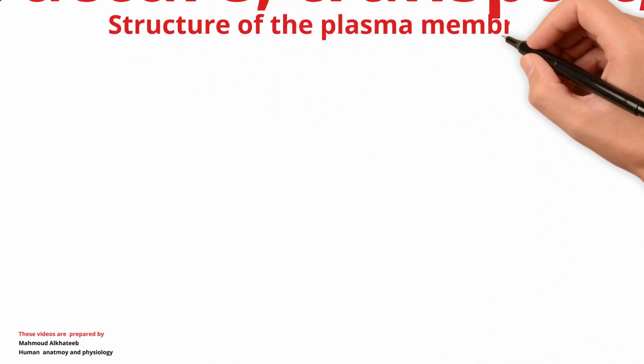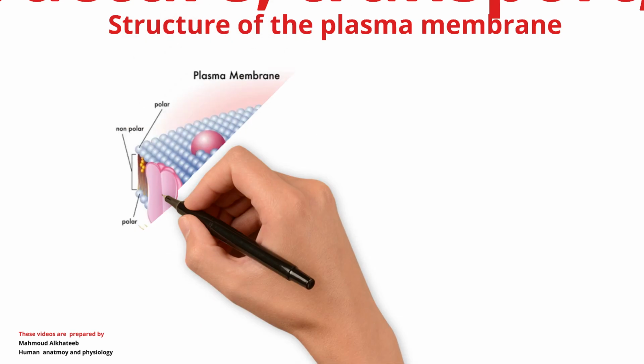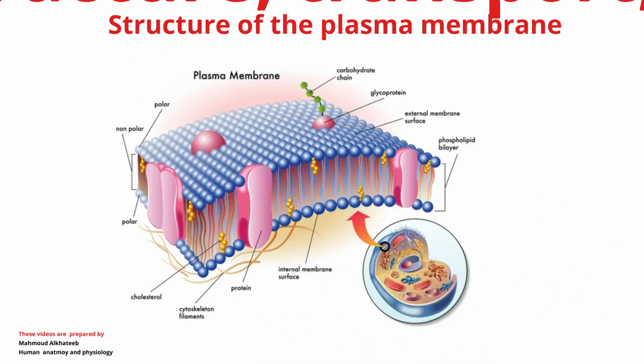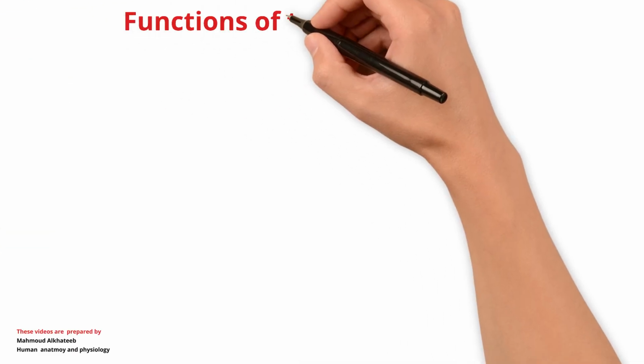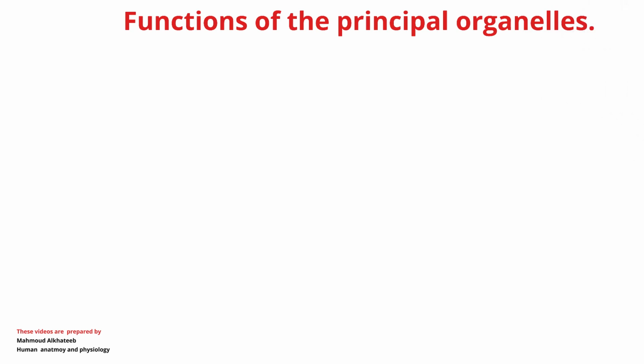Together, we'll explore the structure of the plasma membrane and how it defines the boundaries of the cell and regulates what enters and exits. We'll then unravel the essential functions of the principal organelles within the cell, each performing a vital role that contributes to its overall operation.